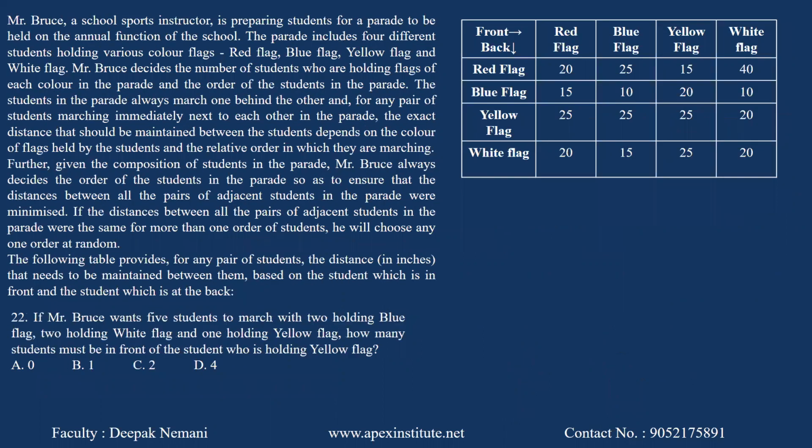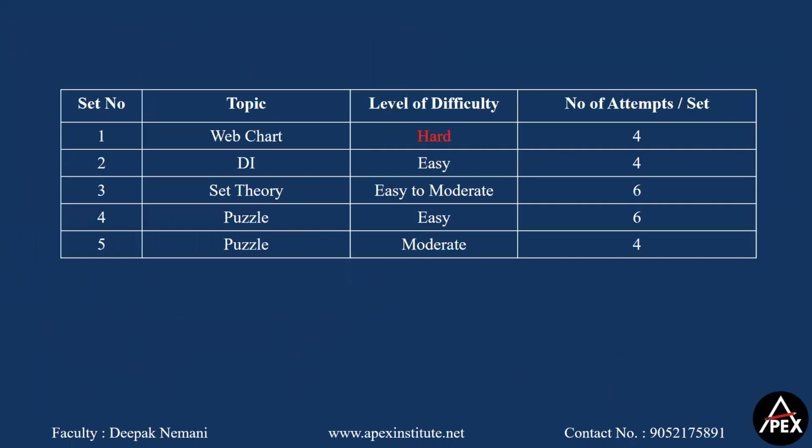Now, the first question is considered to be hard because there is a flaw in this question. Otherwise, that's an easy question. Now, the second one is the easiest of all. Set theory is easy to moderate, puzzles easy, and the fifth puzzle moderate, doable but moderate. So you can attempt two of these three for sure. You should be in a position to attempt two sets out of these three. And if you are good at logical reasoning, you can also attempt all three.